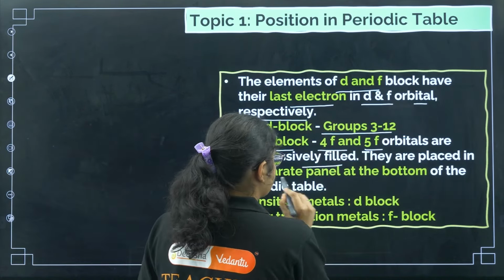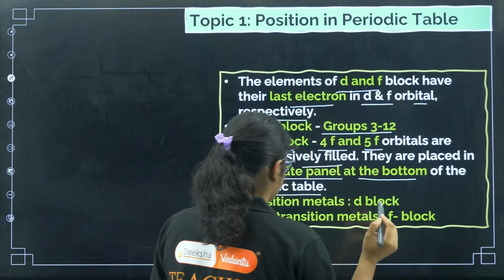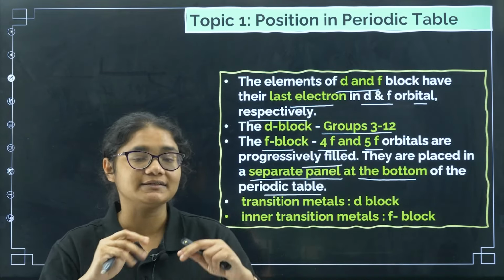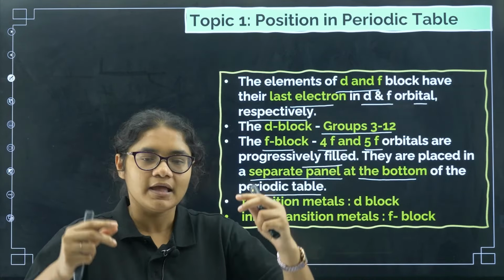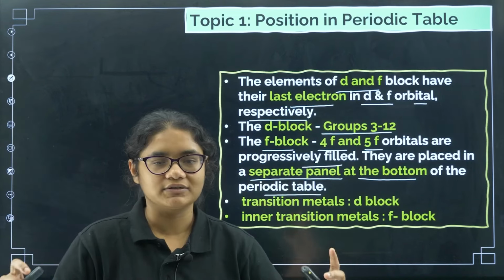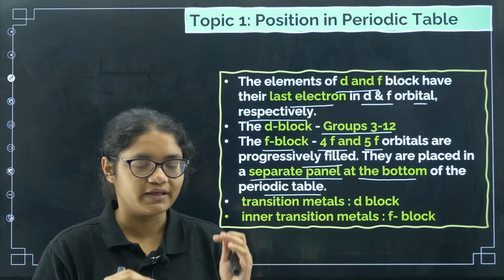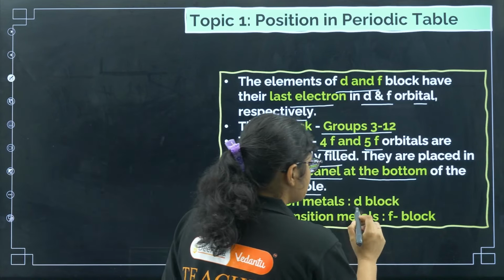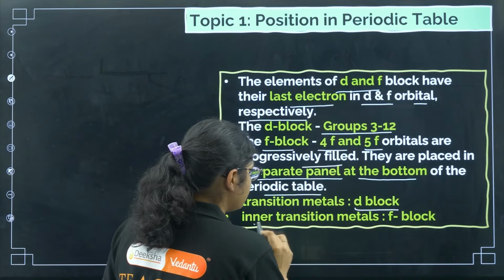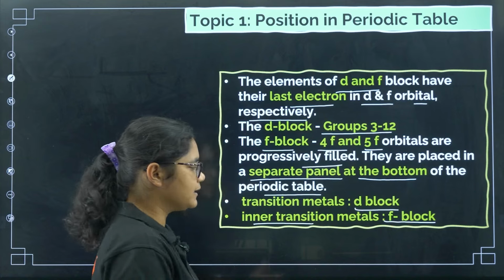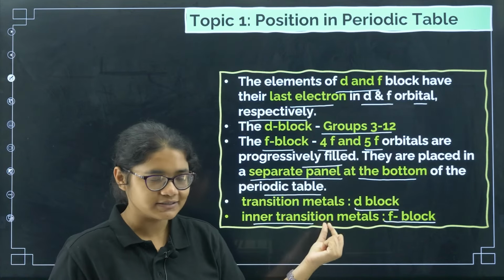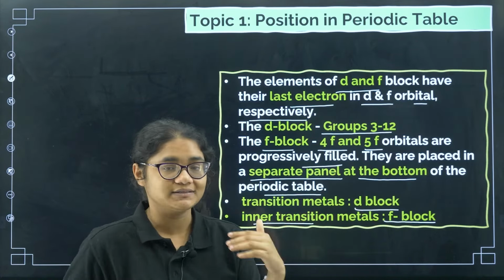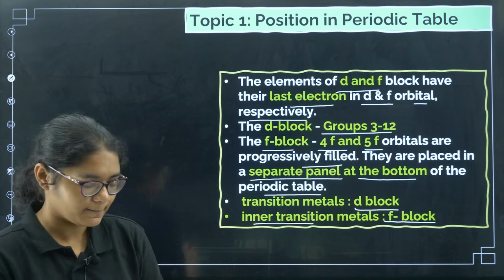Now they are placed in the separate panel at the bottom of the periodic table. So this F block is given a separate space in the periodic table. Below the periodic table one box is there, and that is your F block, where we have both 4f and 5f, okay. Now transition metals, so D block, and inner transition elements F block, okay. So D block elements are called as transition metals and F block elements are called as inner transition metals, okay.